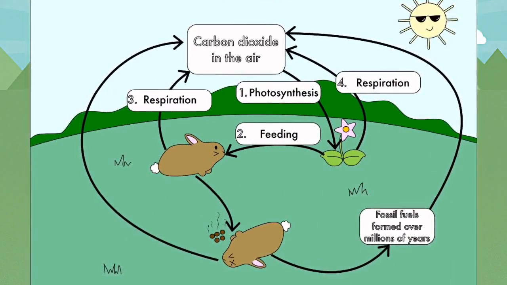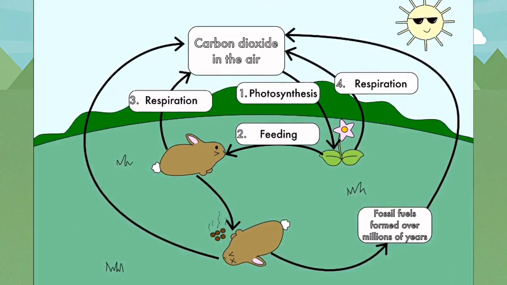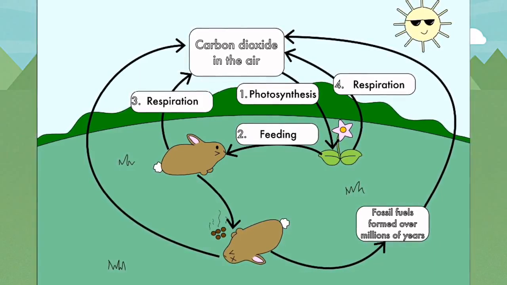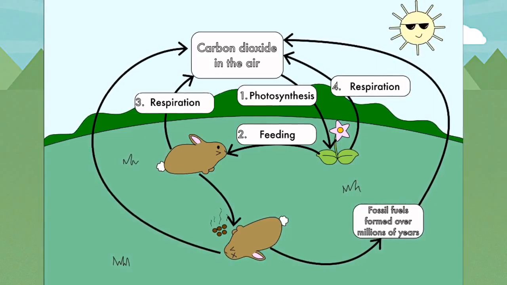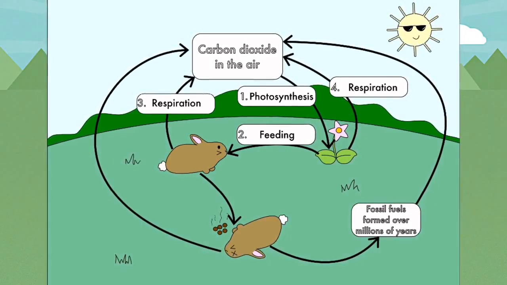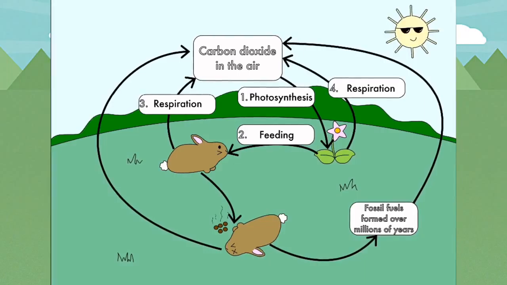People often forget that plants also carry out respiration 24 hours a day. Some of the carbon compounds made in photosynthesis are broken down in respiration to release energy for the plant's needs. Carbon dioxide is produced by the plant in respiration and released back into the air.